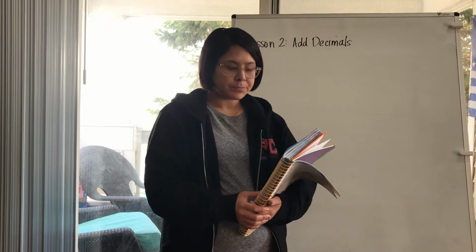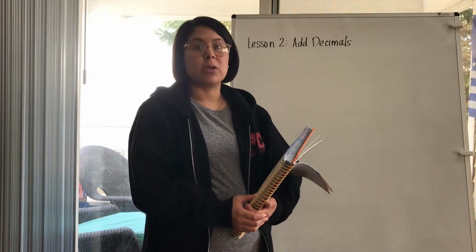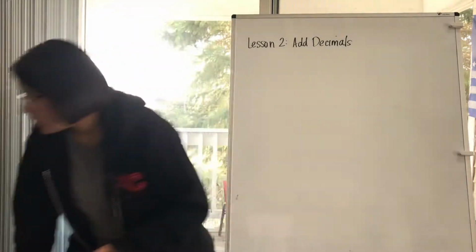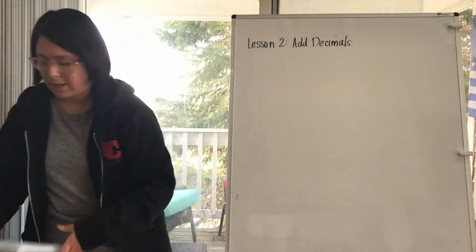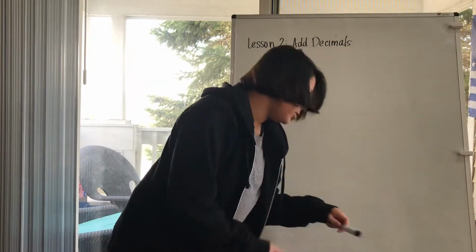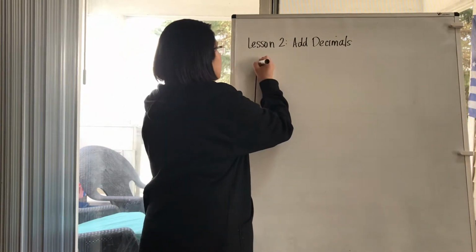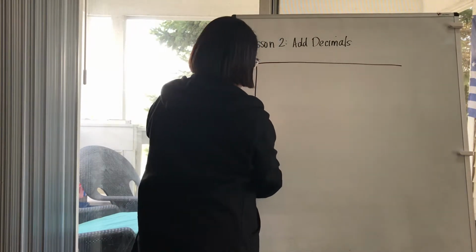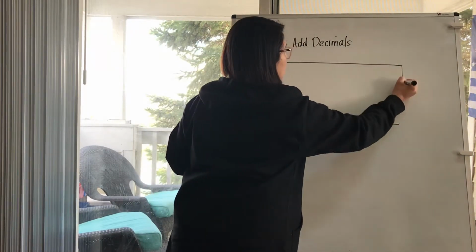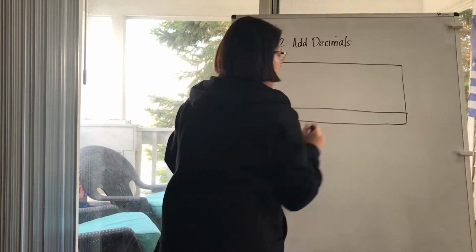by converting them into fractions. So, all right, the first thing that we're going to do is draw a chart, your place value chart, so that way you can start knowing your place values. So the first thing you're going to do is draw a large rectangle.